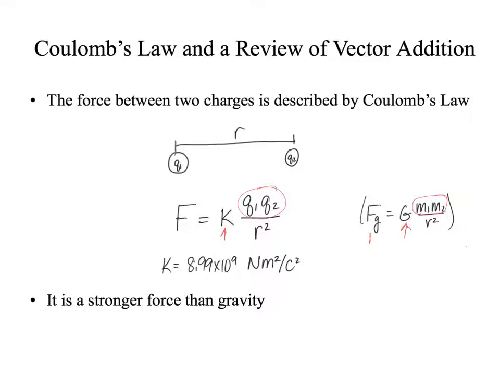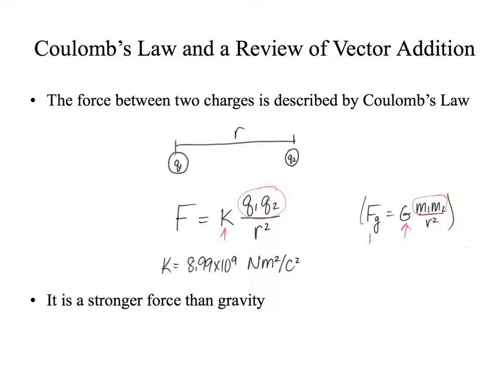If you remember, the constant of proportionality for gravity was a very small number, 6.67 times 10 to the minus 11, where we see the Coulomb constant is actually a much larger value, which makes this a much stronger force. So the force between two charges is actually much stronger than the force of gravity, which would be the force of attraction between two masses.